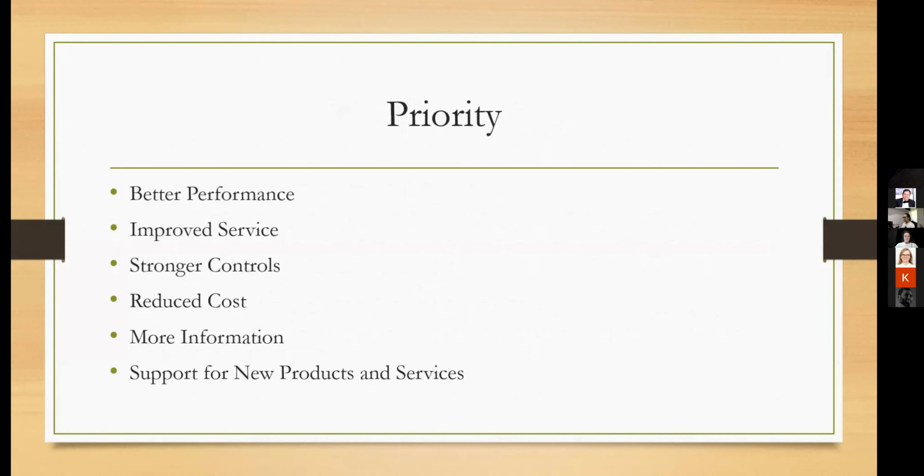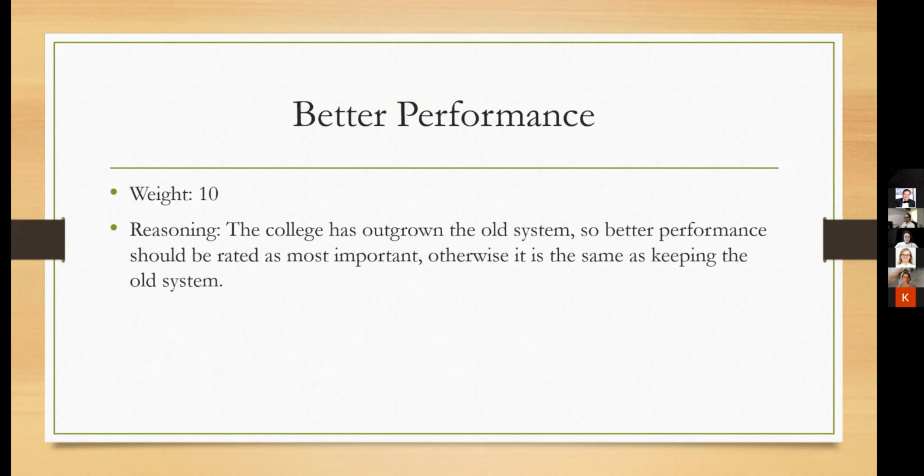So in order to assign the weights for each reason, we first establish a priority. We thought that better performance should be the highest priority and improved service shortly after that. Then there are stronger controls, reduced costs, more information, and lastly, with the least importance, support for new products and services. And on the following slides, we want to show you our reasoning and weight for each of these cases.